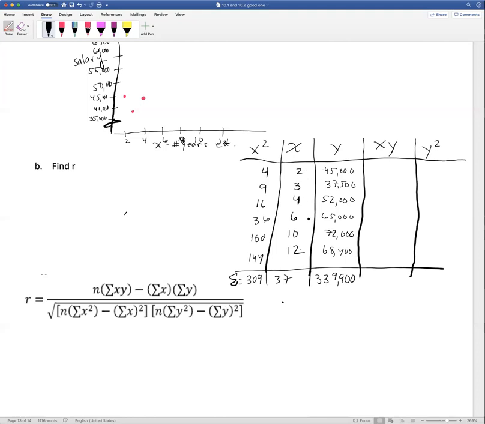XY, so now we're going to multiply these two guys together, record it over here, and then write down their sum. So 2 times 45,000 is 90,000. 3 times 37,500 is 112,500. 4 times 52,000 is 208,000. 6 times 65,000 is 390,000. 10 times 72,000 is 720,000. 12 times 68,400, 820,800. Okay, now let me add up these values.